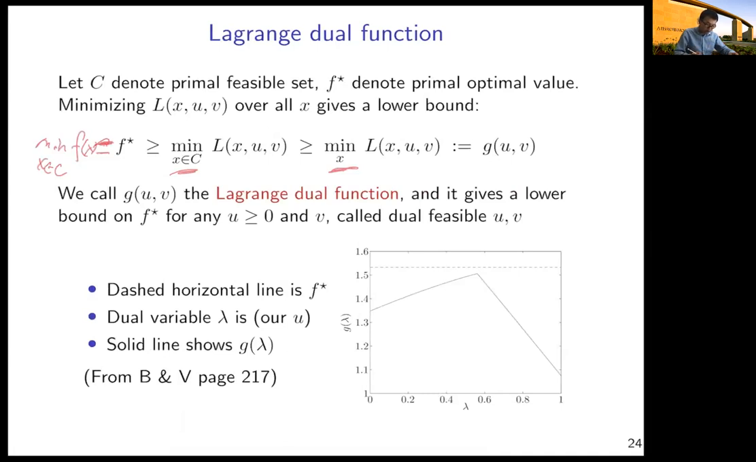Here's an example. The dashed line is the optimal solution f star, and once you use this approach to construct g(u,v), you end up getting a function. In this case, lambda is u and there's no v, so it's a univariate function that we can plot. By plotting this out, you can see that this gives rise to a function that always lower bounds the optimal objective function value. In the Boyd and Vandenberghe book, you can see the exact functional form of these functions.